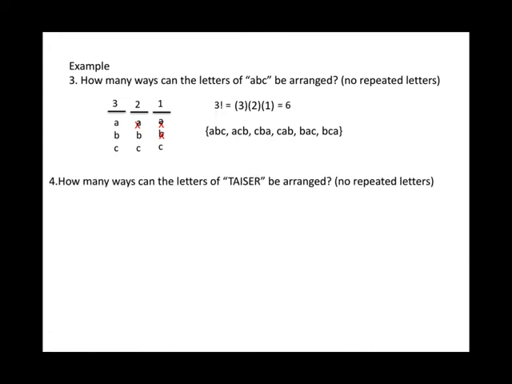Try this example. How many ways can these letters be arranged? Again, no repeated letters. How many letters do we have here? 1, 2, 3, 4, 5, 6. So that will be 6 factorial. Use the calculator. You should get 720 ways. We have 720 ways to rearrange these letters.